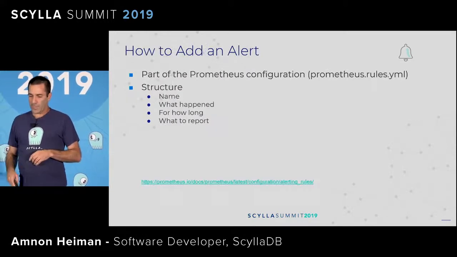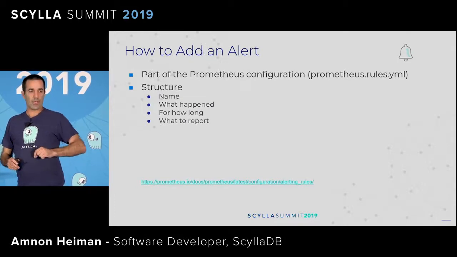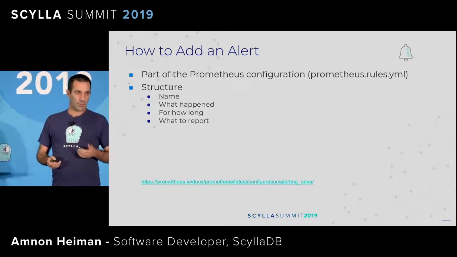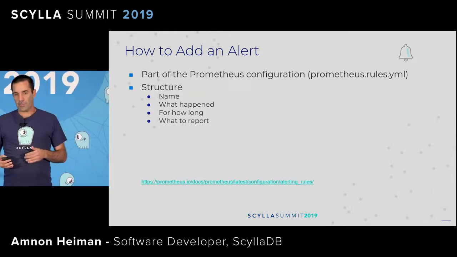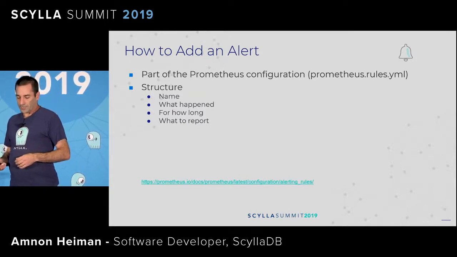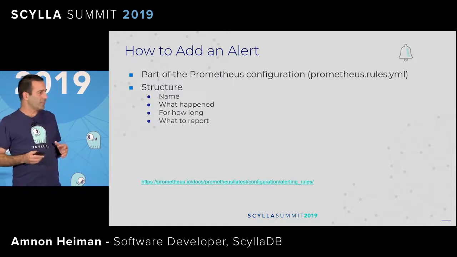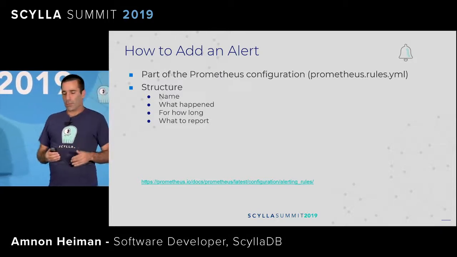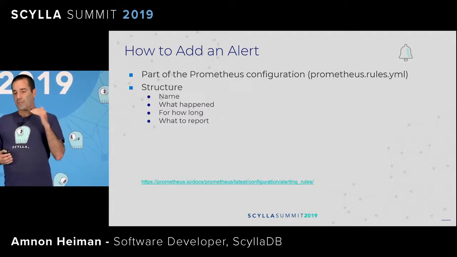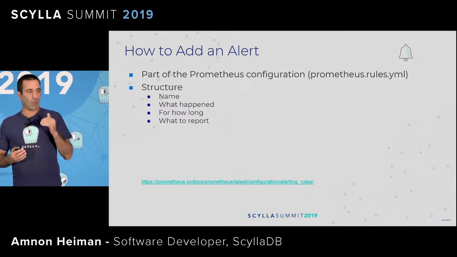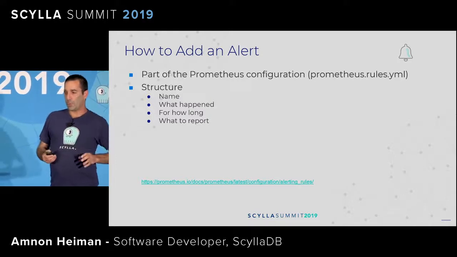I was asked to add a few slides about how to add your own alert, because you can do that as well. Alerts are on the Prometheus level. It's part of the Prometheus configuration. An alert is basically a structure that has a name. It describes that something has happened, for how long, and then what to report.